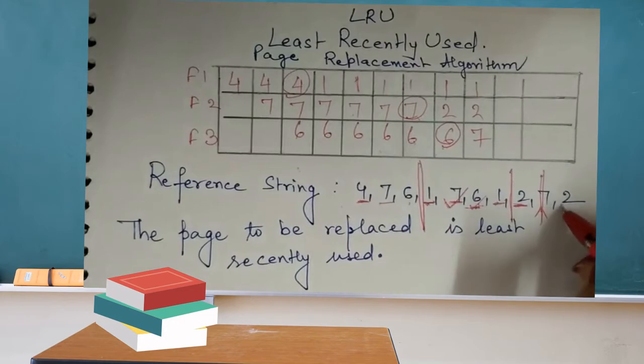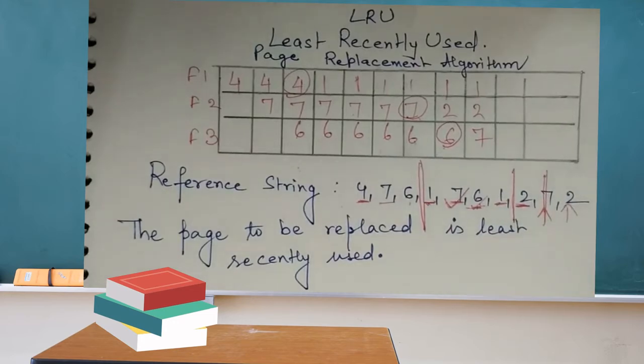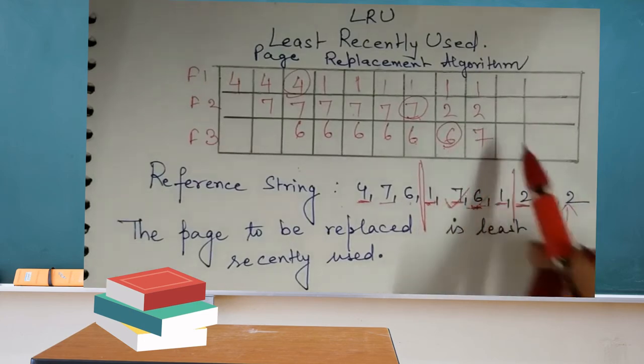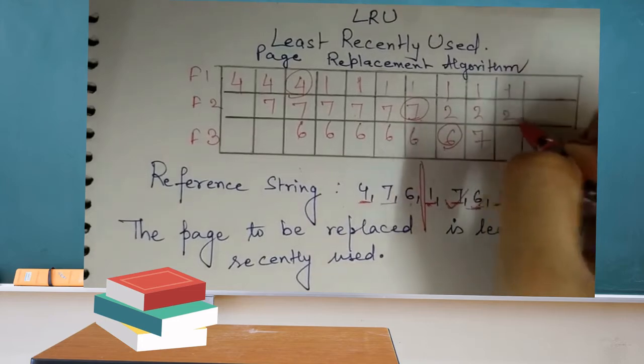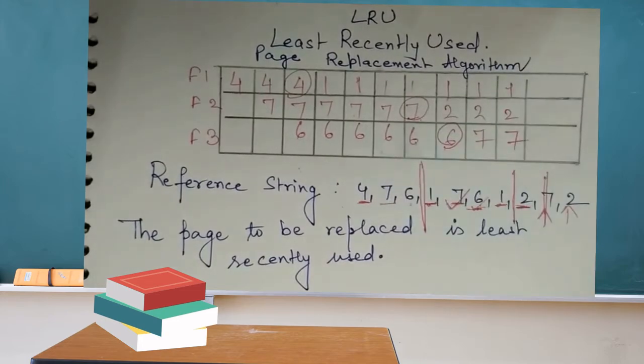Let's go to the last page, that is 2. Now we'll check whether 2 is present in my memory or not. We see that 2 is present, so we would not be making any kind of replacement.